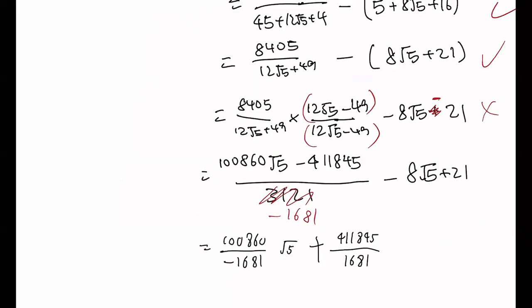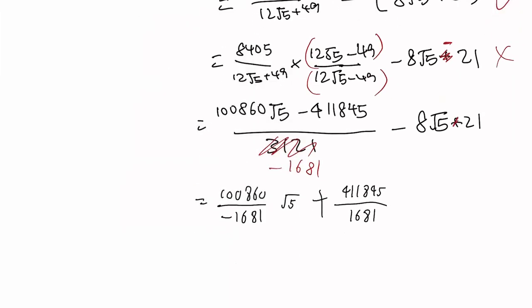Okay, now minus 8 root 5, minus, of course, again the minus sign, minus 8 root 5 minus away 21. So let's just see if we can simplify that fraction. Horrible looking fraction. Negative 1681, and I get a negative 60. What a coincidence that it simplifies. Then the other guy, oh my, 411,845 over 1681, you get 245.